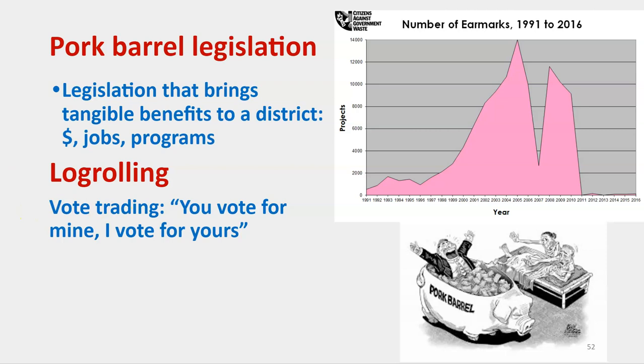You vote for my bill, I vote for yours. You vote for my spending, I vote for yours. That is alive and well in Congress in terms of trying to address the needs of the people in terms of what they need back home in order to get reelected. And as we know, incumbency, really important. They're really trying to bring home that bacon.